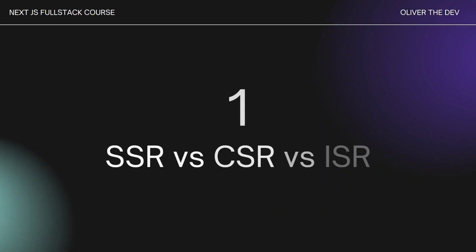Now, this is where the fun part begins, where we start learning everything about NextJS, and we make sure we know what we're talking about, how NextJS works under the hood, so we can go ahead and build that full stack application. So the first thing out of the way is going to be SSR versus CSR versus ISR. Now, what do these words mean?